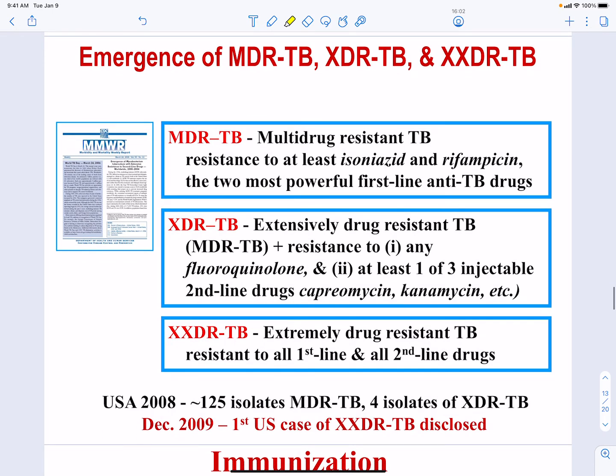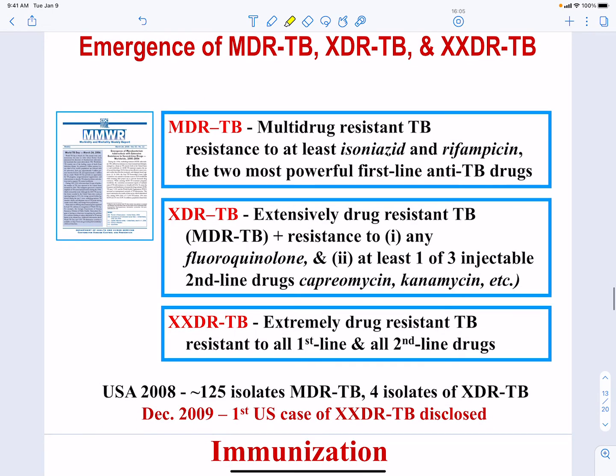So the emergence of multi-drug resistant TB. The multi-drug resistant TB is going to be resistant to at least 2 of the drugs that are typically used. And these are very powerful first-line anti-TB drugs that the multi-drug resistant TB is resistant to.